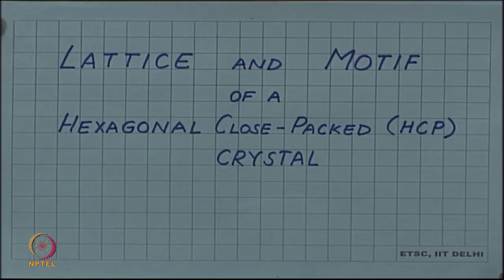Hello and welcome. In the last video we discussed the structure of hexagonal close packed crystal. We described the structure in terms of close packing of equal sized spheres, and we saw that such close packed layers are stacked in the sequence AB AB to give us the hexagonal close packed structure. In this sequence, we also saw that only the centers of A atoms form the lattice.